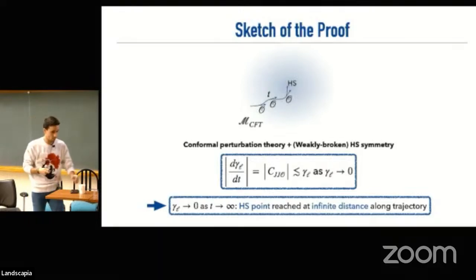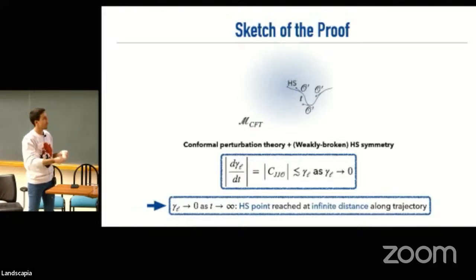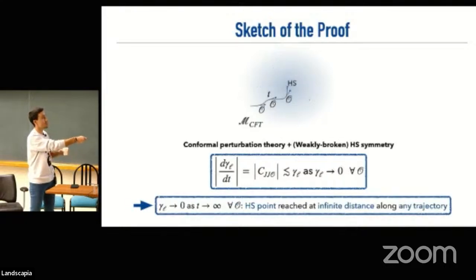But then one could say, okay, so you are restricting yourself to a trajectory, and you are showing that the higher spin point is at infinite distance along that trajectory. This doesn't mean that the point is at infinite distance. So what about another trajectory? That's fine, because remember that another trajectory is just another operator. I can just change O to O prime, and the argument will go through for another trajectory. And for another one, same thing. So this constraint works for every O.